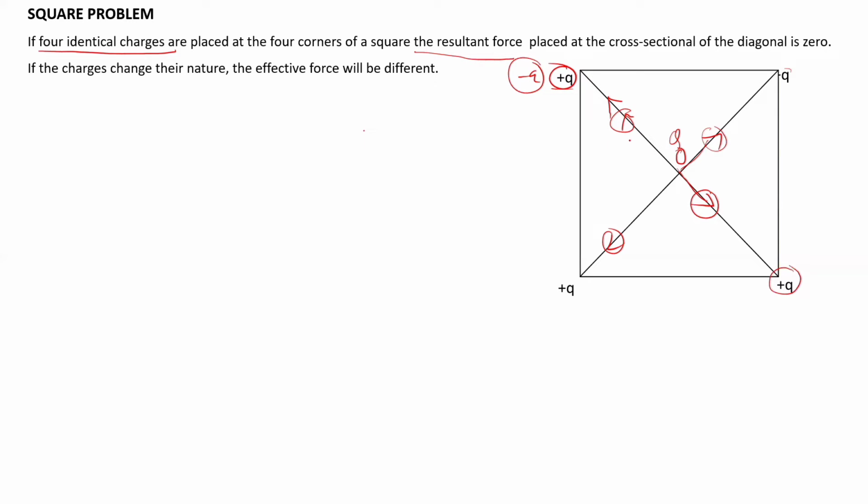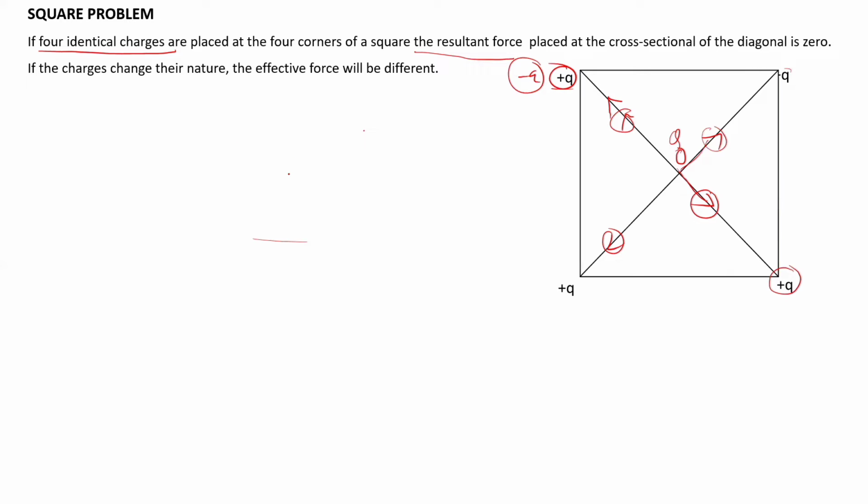What I mean to say is that if you have four charges of equal magnitude at the four vertices of a square, and you are asked to calculate the net or resultant force at the center of the square, the cross section of the diagonal, then for symmetrical charges of equal magnitude the force at the center is always zero. If you change the nature of the charges, you will get some effective force which is not zero, there will be some value. Is that clear? So this is for the center.